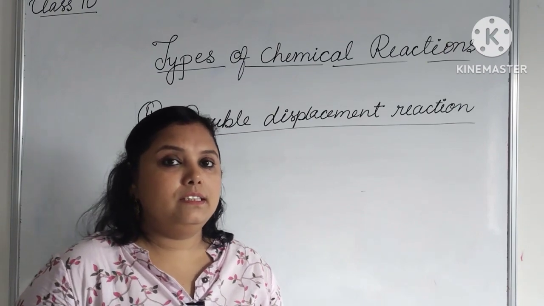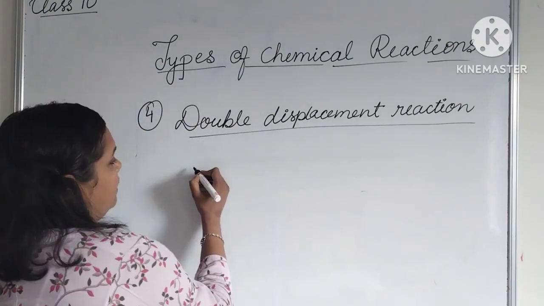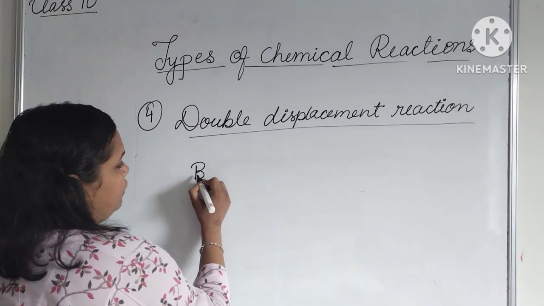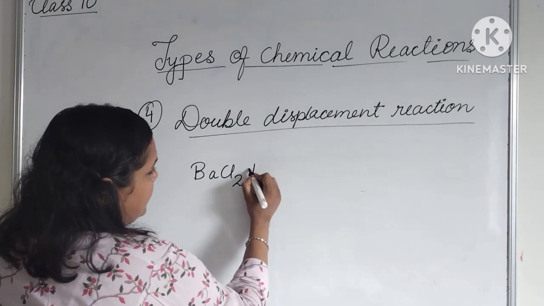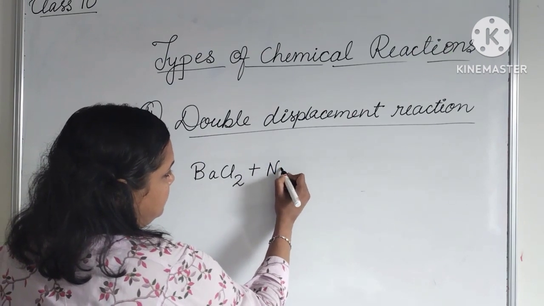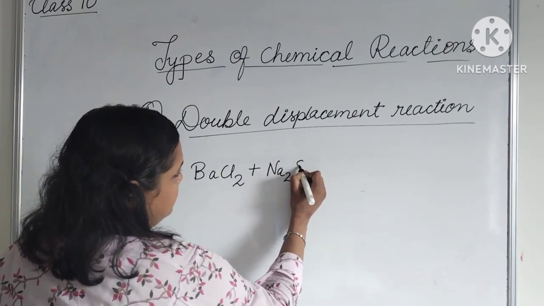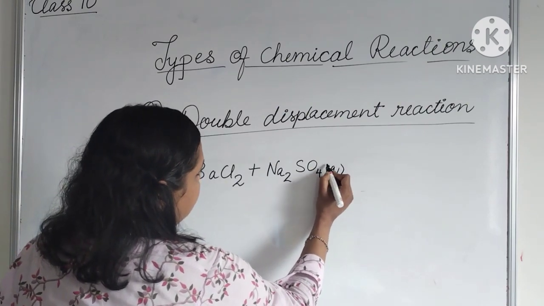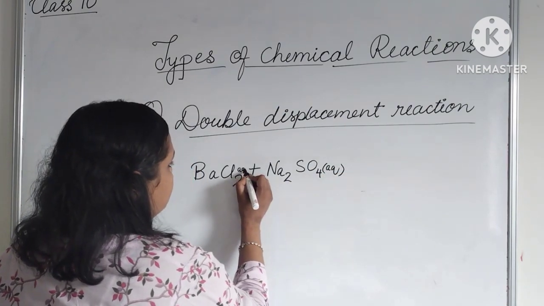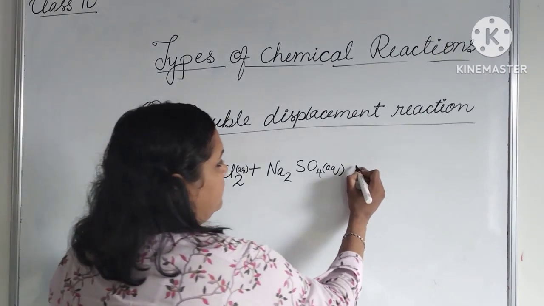Now let us take one example to understand this reaction. When we take a solution of barium chloride and it is added to sodium sulfate, this is also aqueous and this is also aqueous. Okay, then what happens?